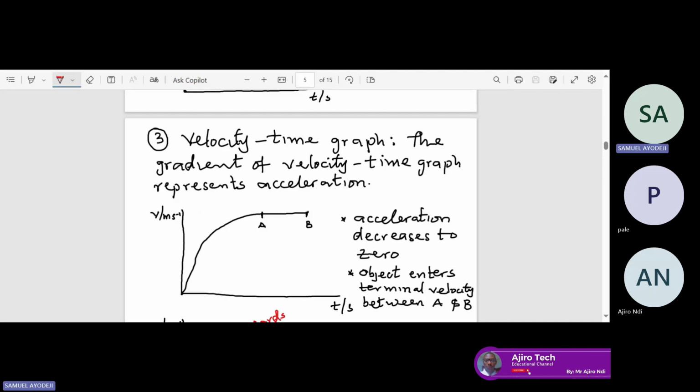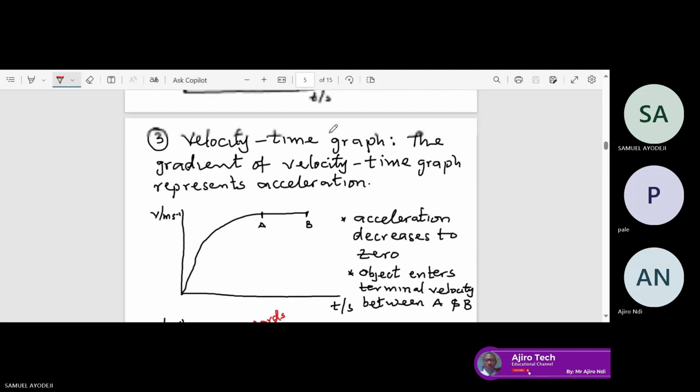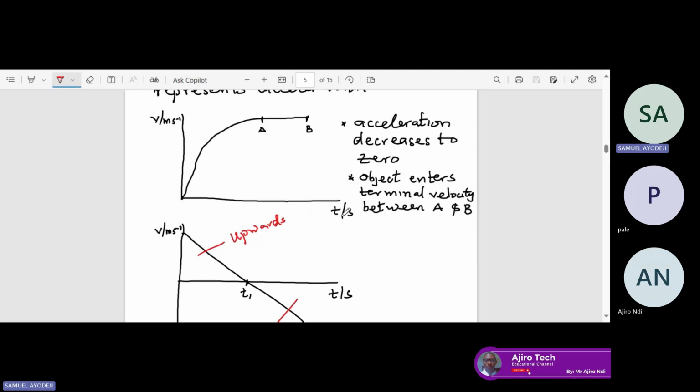So there will be air resistance or drag force. In air, we talk of air resistance. In liquid, we call it drag force. And for this one, it decreases and becomes zero from between here and B. So the object enters terminal velocity. At terminal velocity, there's no acceleration. There's no resultant force.